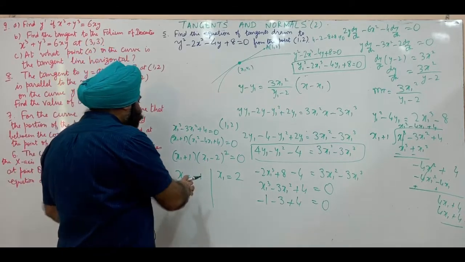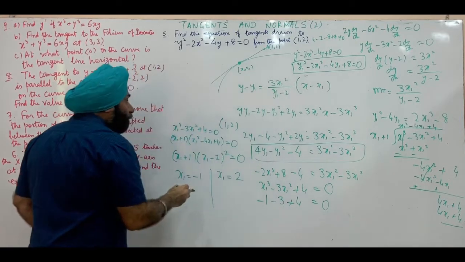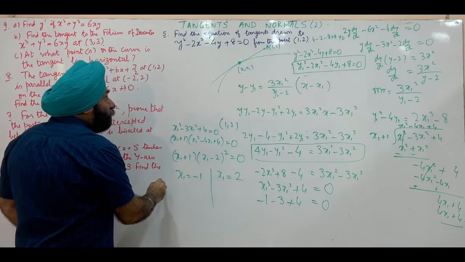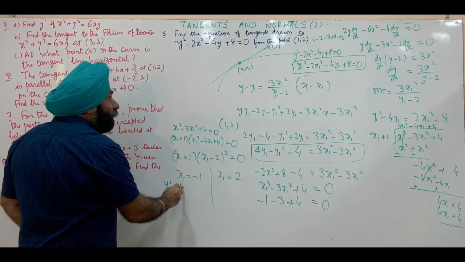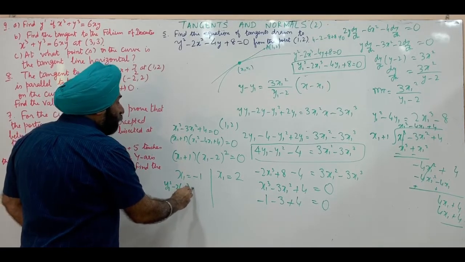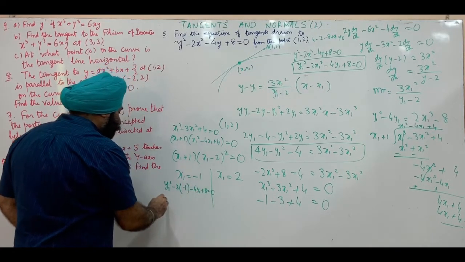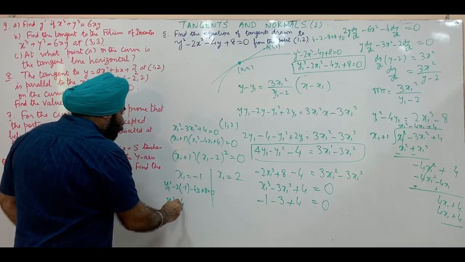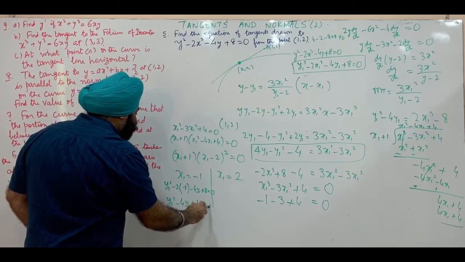So we substitute these values in this equation. x1 equal to minus 1. So we have y1 square minus 2 times x1 cube, which will be minus 1, minus 4y1 plus 8 equal to 0. y1 square minus 4y1, this is 8 plus 2. This is 10. This is equal to 0.